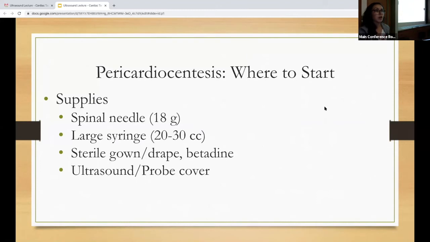Okay, so now that we've talked about how to look for tamponade, we're going to talk about how we're going to manage it, especially using ultrasound. In order to start pericardiocentesis, you're going to grab your supplies. These include a spinal needle, 18 gauge would be good, a large syringe of 20 to 30 cc's, and a sterile gown and drape, as well as an ultrasound and probe cover if you're going to do this ultrasound guided.